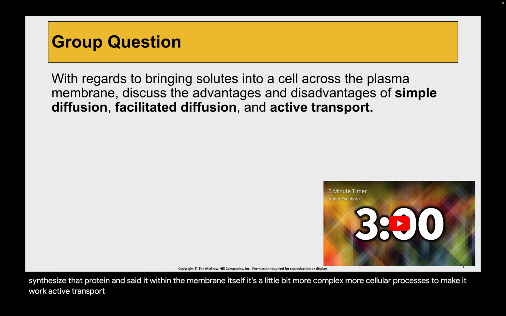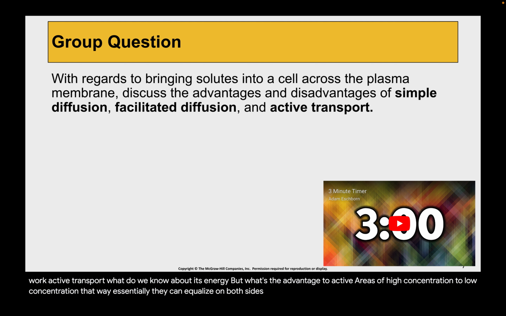Active transport, what do we know about its energy needs? It requires energy, and that's definitely a disadvantage, right? But what's the advantage to active transport, though? Yeah, it can go against a gradient. Molecules naturally want to go from areas of high concentration to low concentration. That way, essentially, they can equalize on both sides of the membrane.